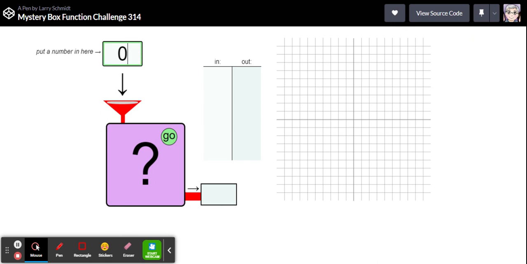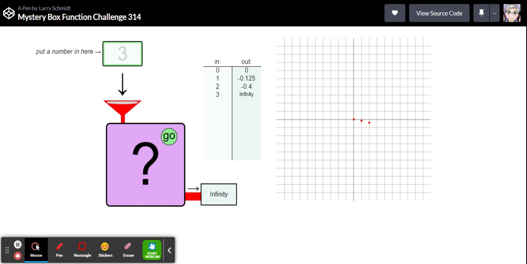Alright, I'm going to put in a 0. Okay, 0 gives us 0. How about a 1? Okay, just a little bit below that x-axis. How about a 2? Okay, kind of curving down. How about a 3?